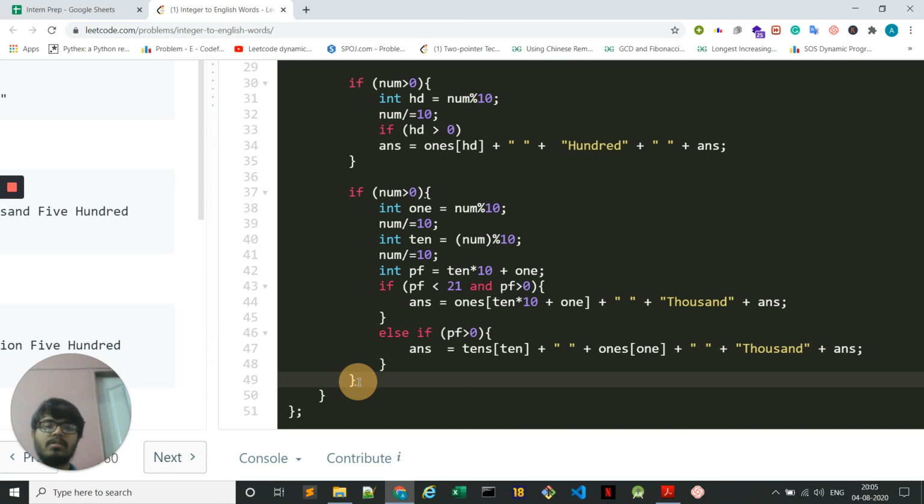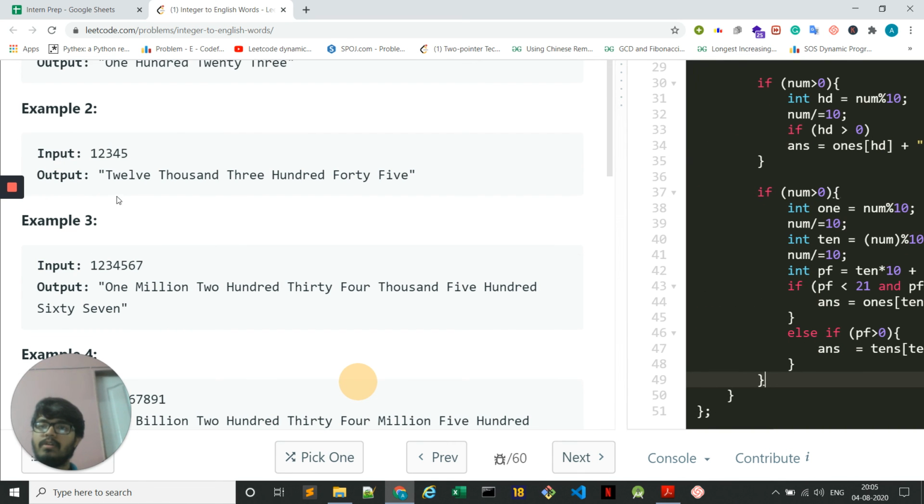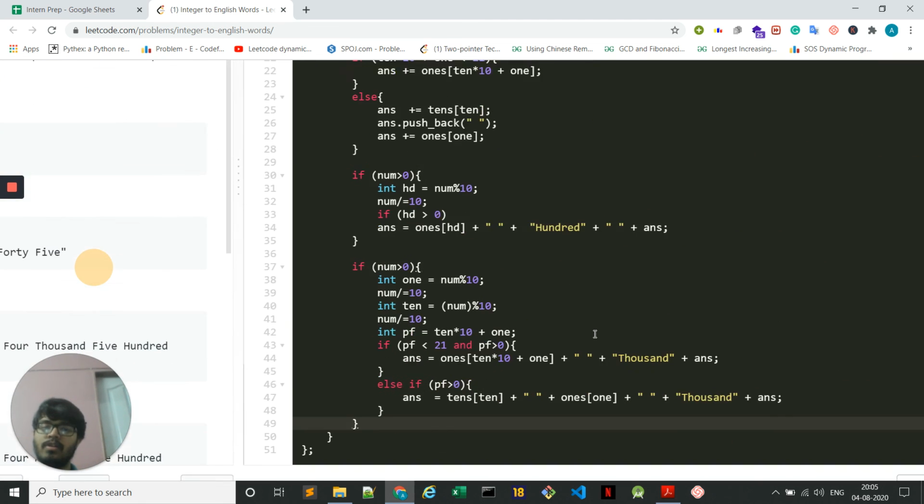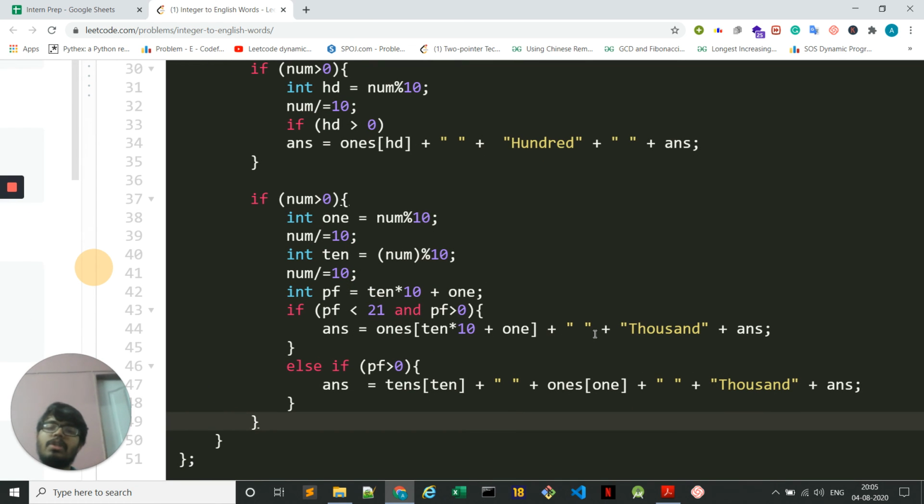Now the next question is, what if we have a number like 1, 2, 3, 4, 5, 6, a number with 7 digits, like 1 million 234,000? So we can have 3 digits over here as well. I need to check for the case of 3 digits as well.